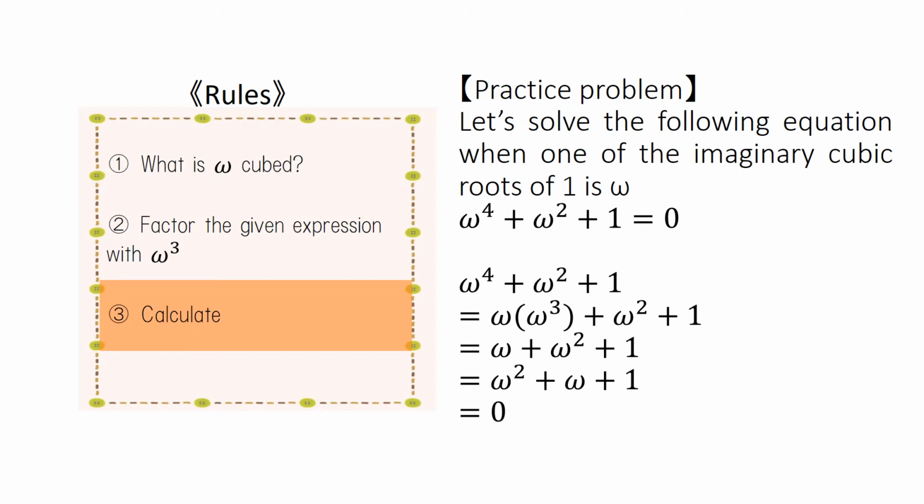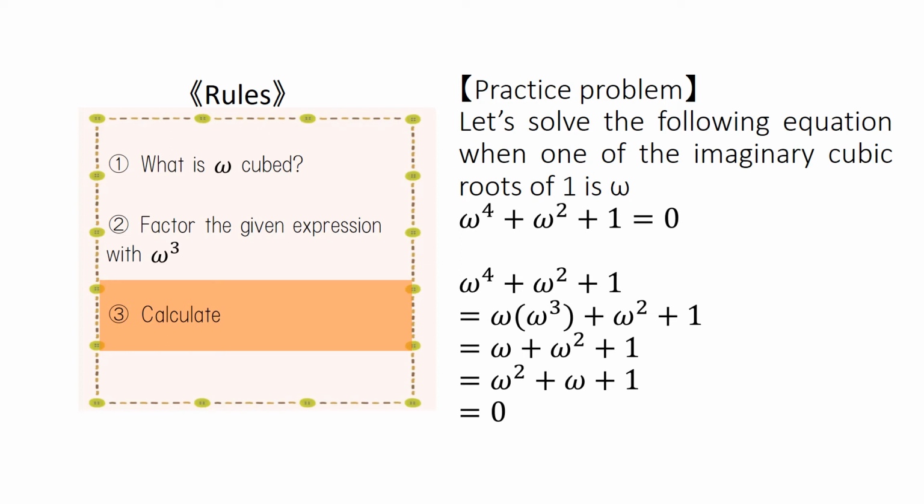First, let's factorize the given expression. Since omega cubed is 1, let's factorize as much as possible to take advantage of it. In this case, omega to the fourth power plus omega squared plus 1, the omega to the fourth power can be decomposed into omega cubed times omega, giving us omega cubed in parentheses, plus omega squared plus 1.